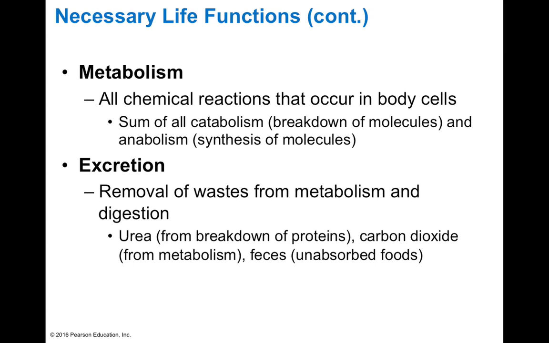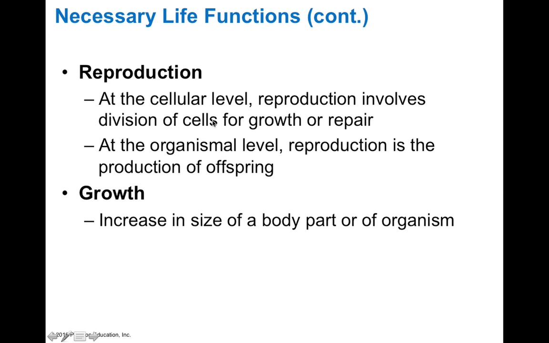So excretion is the removal of wastes from our body. All living things need to be able to reproduce as well. So at the cellular level, we need to have reproduction of cells in order for growth and repair of our body tissues. And at the organismal level, reproduction is the production of offspring to keep the species going.